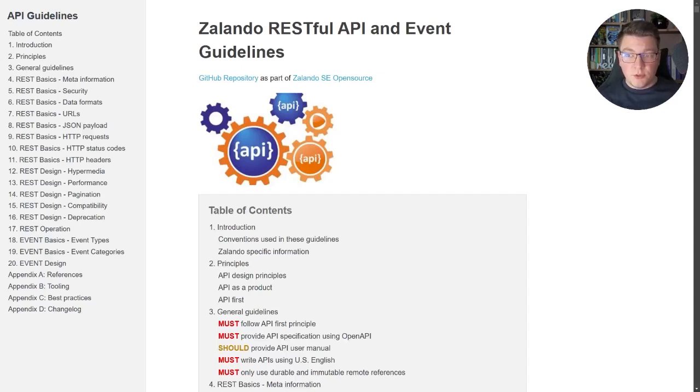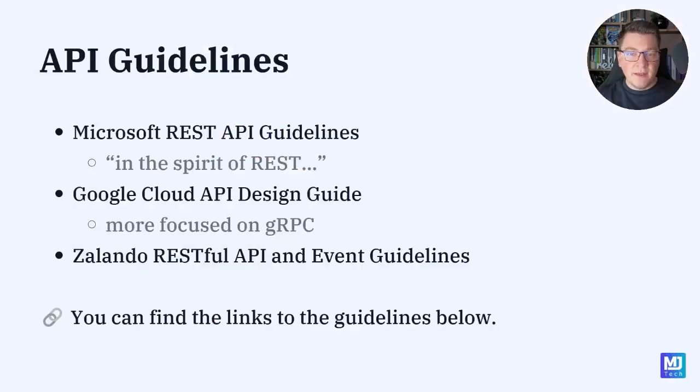So I always suggest approaching these guidelines with a degree of pragmatism, figuring out what makes sense in your context and what doesn't. You don't have to use every best practice that they laid out here. You can pick and choose those that you like. And of course, you can find the links to all of these API guidelines right below this video.